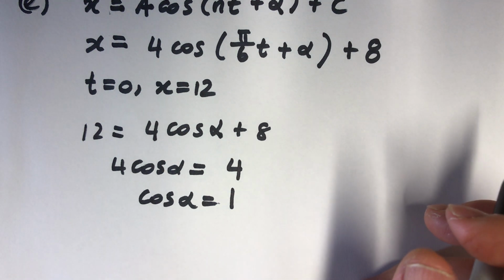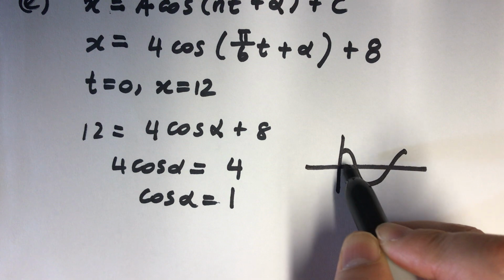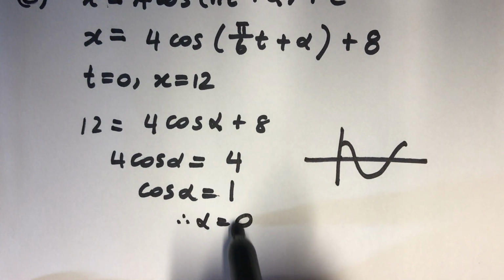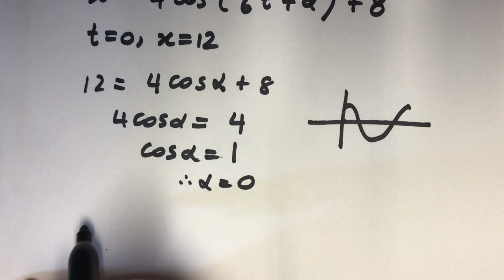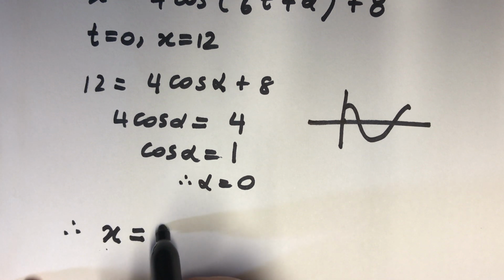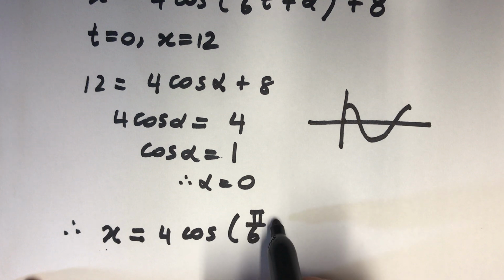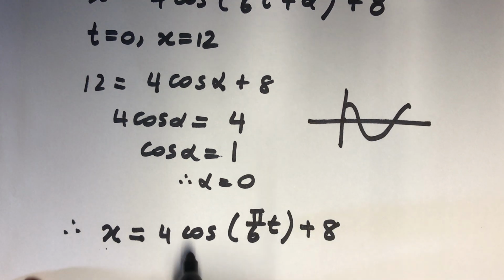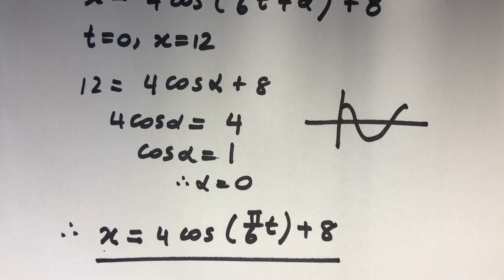When does cos alpha equal 1? It's 0, isn't it? The first one, right? Okay, so therefore alpha equals 0. Most of the times alpha is 0. So, therefore my equation is x = 4 cos(pi over 6 t) + 8, because alpha was 0. There you go. So that's our equation.